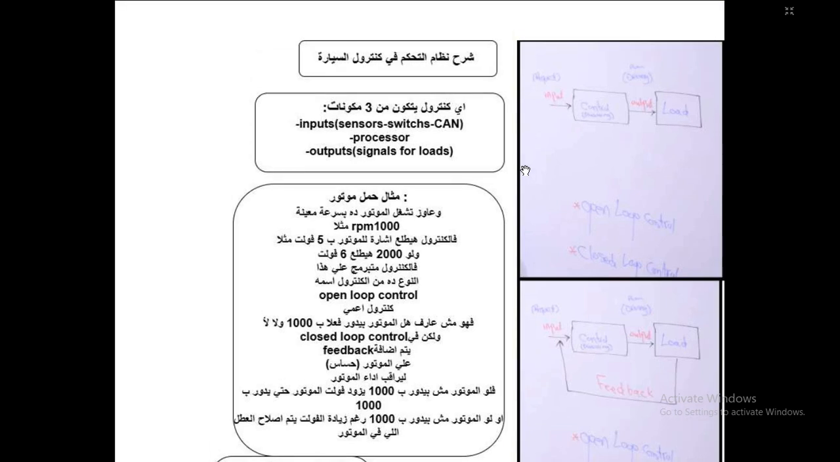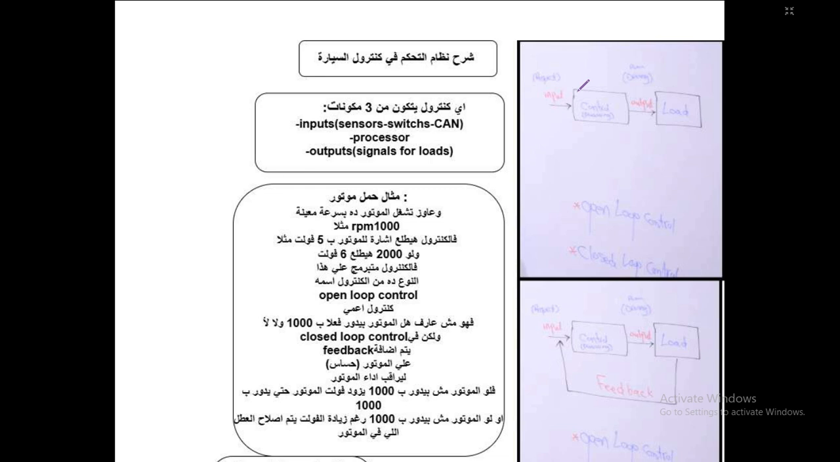Today we are going to talk about a very important thing in any car, which is the engine control module. As you can see right now in the PDF, this engine control module, you can see the photo. We have three main components: the inputs, the processor, and the outputs. We have some sensors, some switches, and even the CAN system will be our inputs.